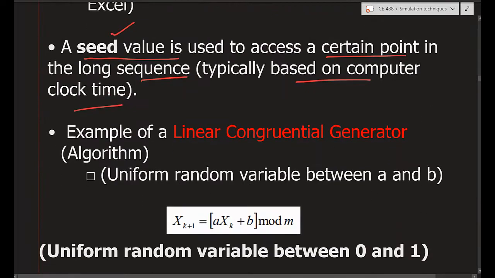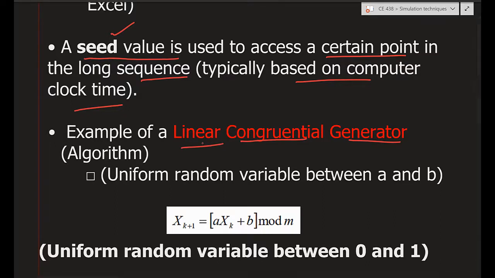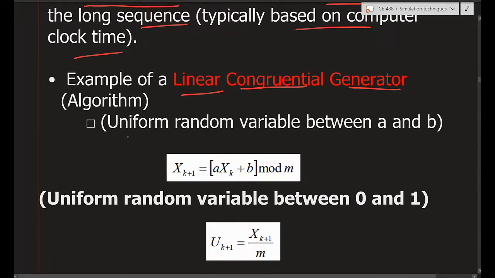One of the algorithms is called the linear congruential generator. This algorithm is often used to generate pseudo random numbers. Let us discuss this algorithm. It is used for a uniform random variable between a and b. If we want to generate a random variable between a and b, this is the algorithm.